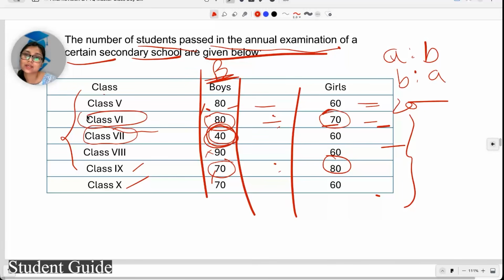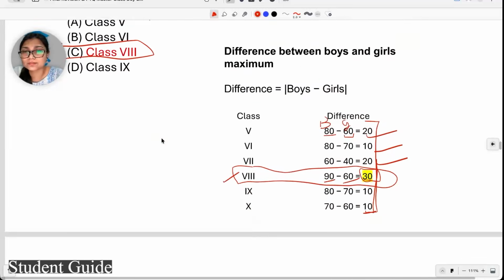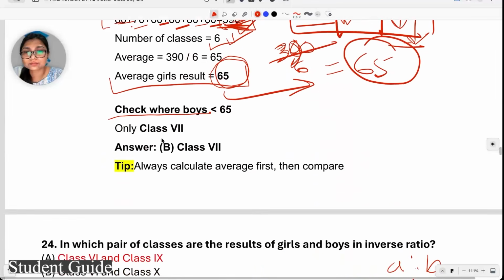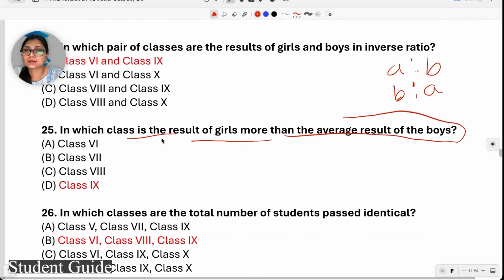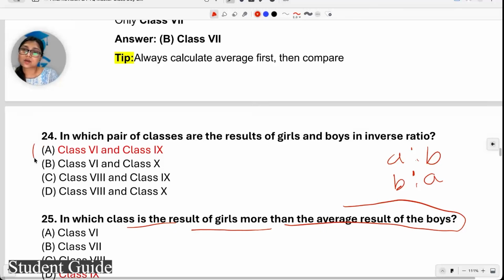So I think we have got the classes, that is class 6 and class 9 for it, because it is showing 8 is to 7, for example, and 7 is to 8. For example, A is to B, B is to A. So we have got the classes, those are class 6 and class 9. So quickly checking the option. Is it there in the option? Yes, this is the option. Class 6 and class 9 from that particular table. So option number A. Very easy.